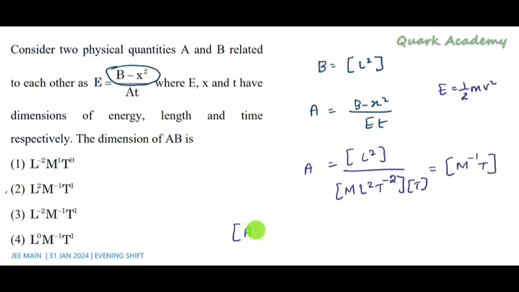So now we want the dimension of A into B. It is going to be m power negative 1, T, L squared. M power negative 1, T power 1, L squared. Second option is the correct answer.